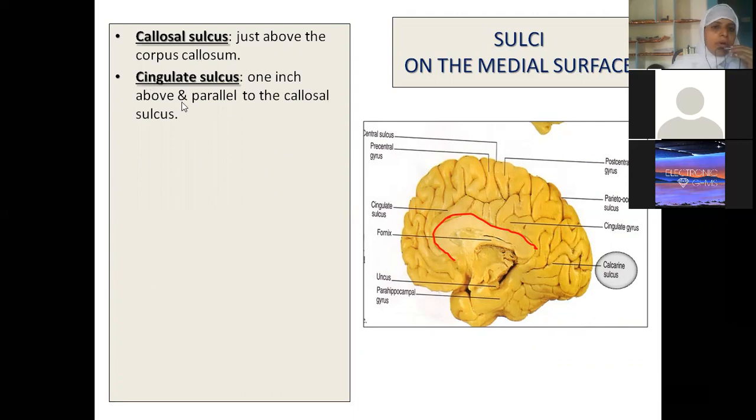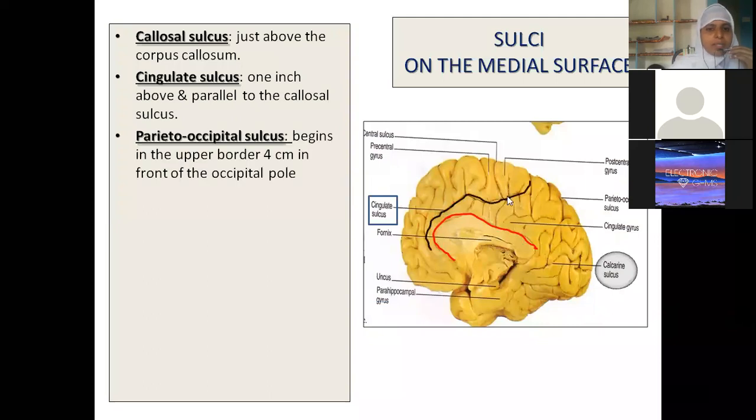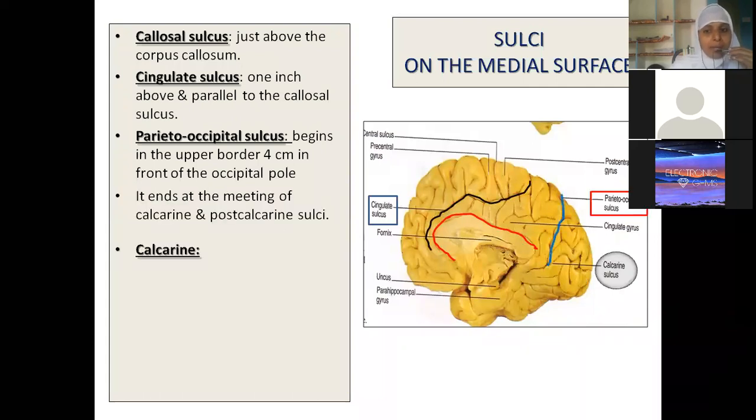Okay, 1 inch above and parallel to this callosal sulcus, we have the cingulate sulcus, whatever has been shown like this in black line. I told you the parieto-occipital sulcus is well defined in the medial surface, isn't it? So, how to identify which is the anterior end and which is the posterior end? See here, you always should look at the corpus callosum to prevent confusion.